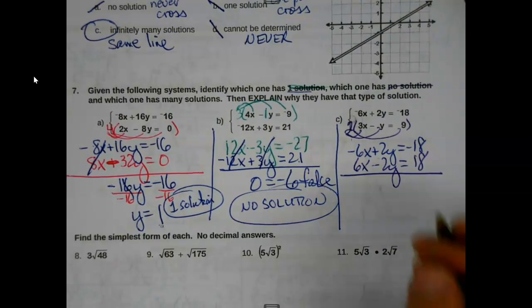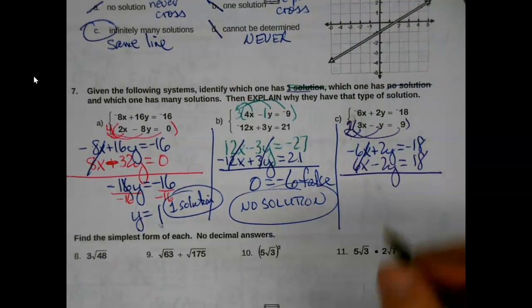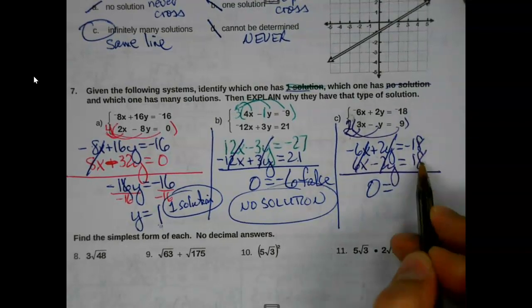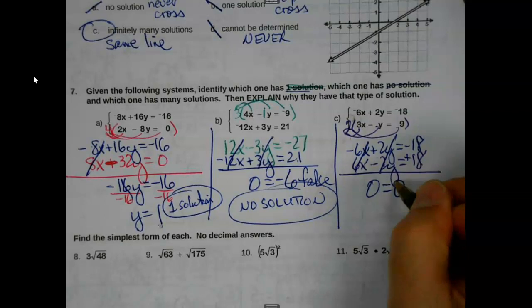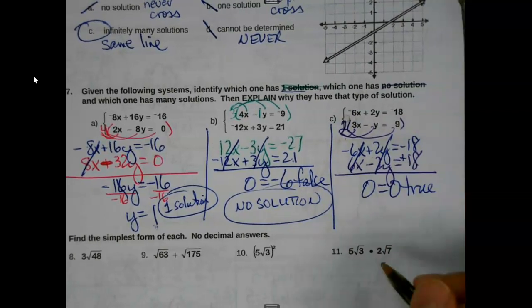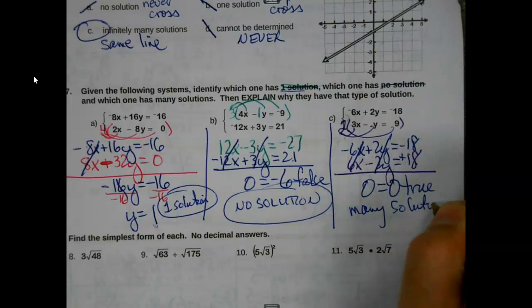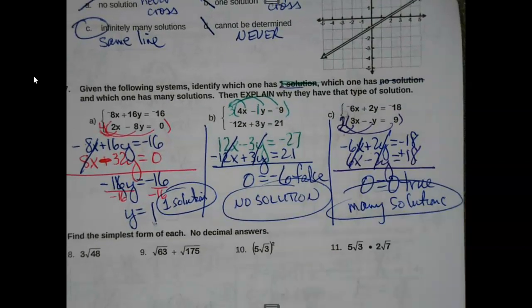And I start looking, I go, ooh, okay, those cancel, that's good. Those cancel, okay, that's looking good. Negative 18 plus 18 is 0. That's true. And so I could actually prove that it's many.